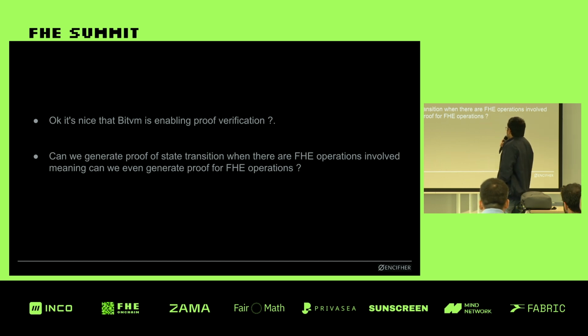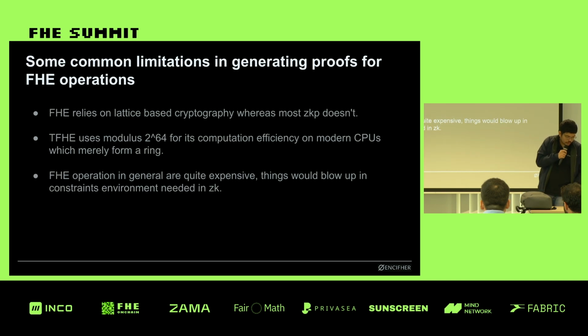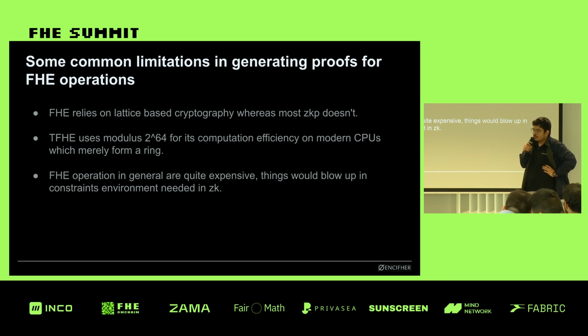But can we generate a proof of state transition when there are FHE operations involved? Or can we even generate the proof for an FHE operation if we are going through the validity proof route? Unfortunately, for now it's not possible because of certain common limitations, which we're going to talk about, that we face when we want to create a proof for a valid FHE operation, because FHE relies on lattice-based cryptography, whereas most ZKPs don't. These are very common limitations.